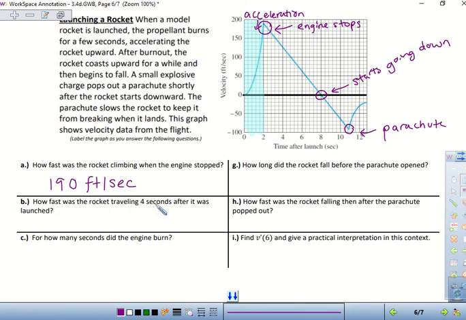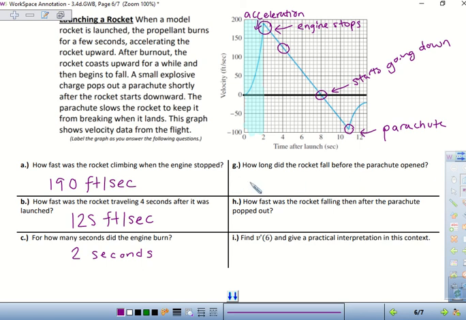Next one says, how fast was the rocket traveling 4 seconds after it was launched? At 4 seconds, what was the speed here? 125 feet per second. And at that point, it was going at a constant speed, right? For how many seconds did the engine burn? 2 seconds. Because after 2 seconds, it starts going at a constant speed because there's no more acceleration.